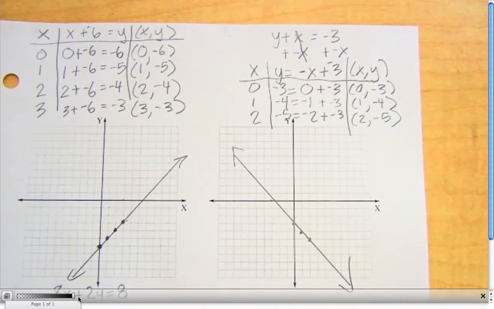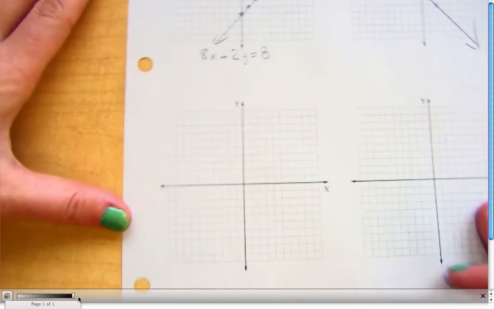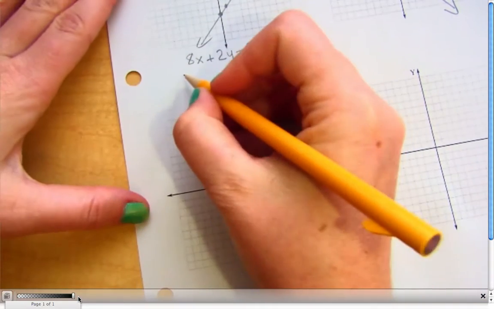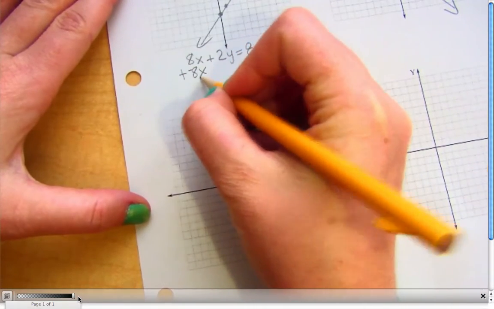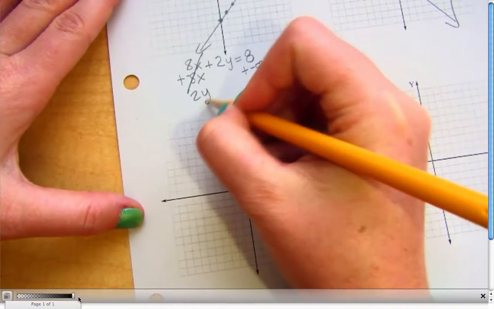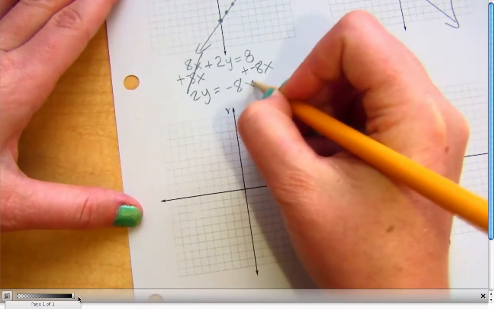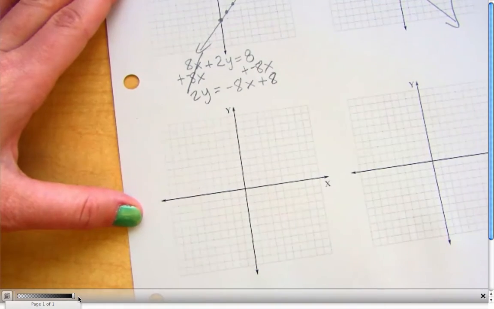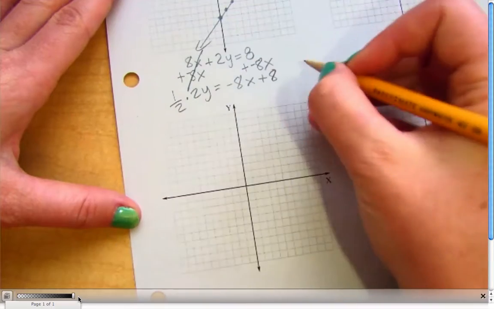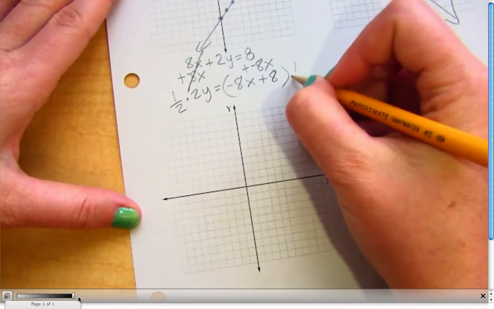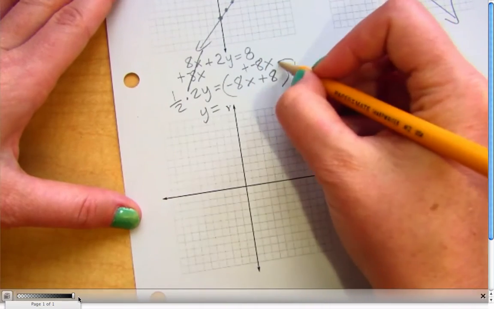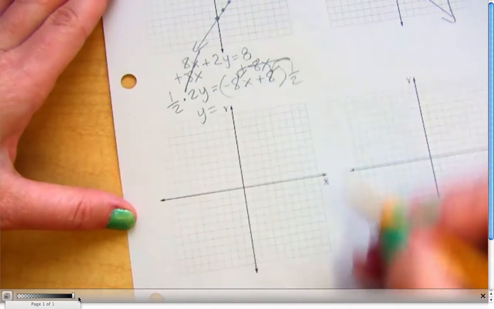All right, and let's show one more so you really get the idea. So this one's a little trickier of an equation, so I'm solving for y, remember. So I'm going to add negative 8x to both sides. So that becomes 0. So 2y equals negative 8x plus 8. Those are not like terms, I can't combine them. Now I need to get rid of the 2. We'll go 1 over 2. 1 over 2. So I get y equals, and don't forget to distribute that half to each of these terms.